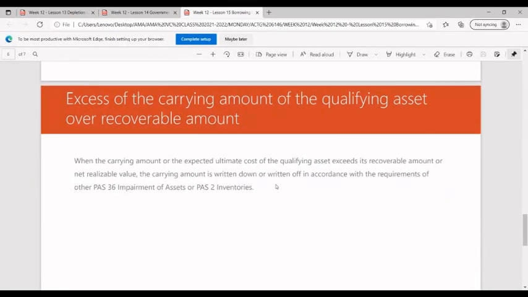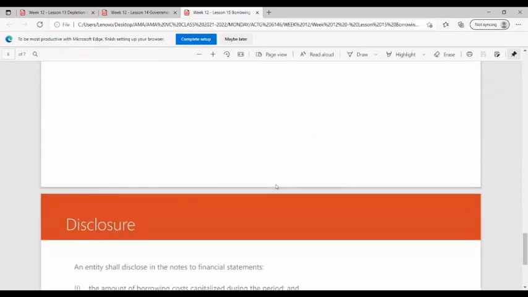In excess of the carrying amount of the qualifying asset over its recoverable amount: when the carrying amount or the expected ultimate cost of the qualifying asset exceeds its recoverable amount or net realizable value, the carrying amount is written down or written off in accordance with the requirements of other standards, PAS 36 Impairment of Assets or PAS 2 Inventories.